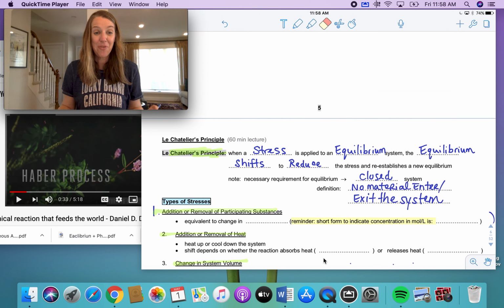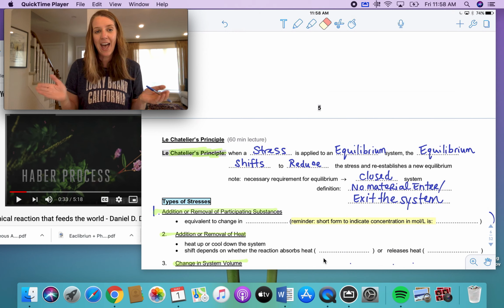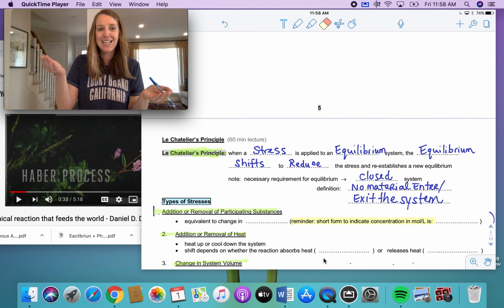To module number 14, and this is going to cover Le Chatelier's Principle. So this is pages 6, 7, and 8 in your notes for unit number 4. Le Chatelier's Principle is basically what happens to a system at equilibrium and how that system can shift. So how can you take lots of reactant and make product, or take lots of product and make reactant?